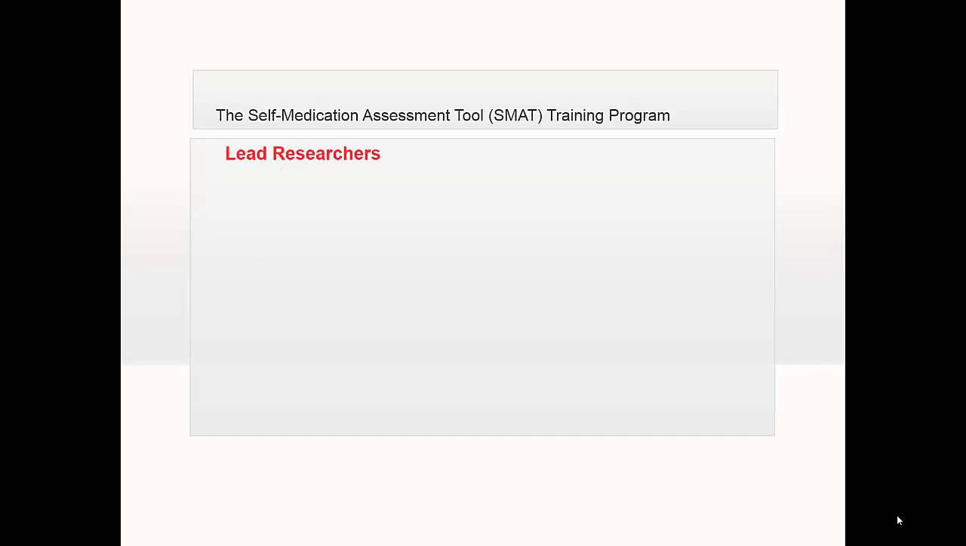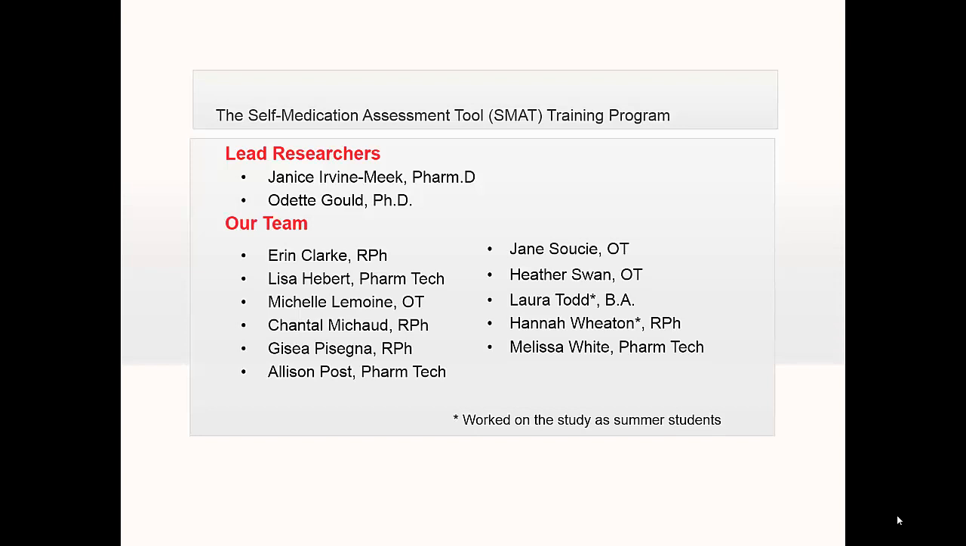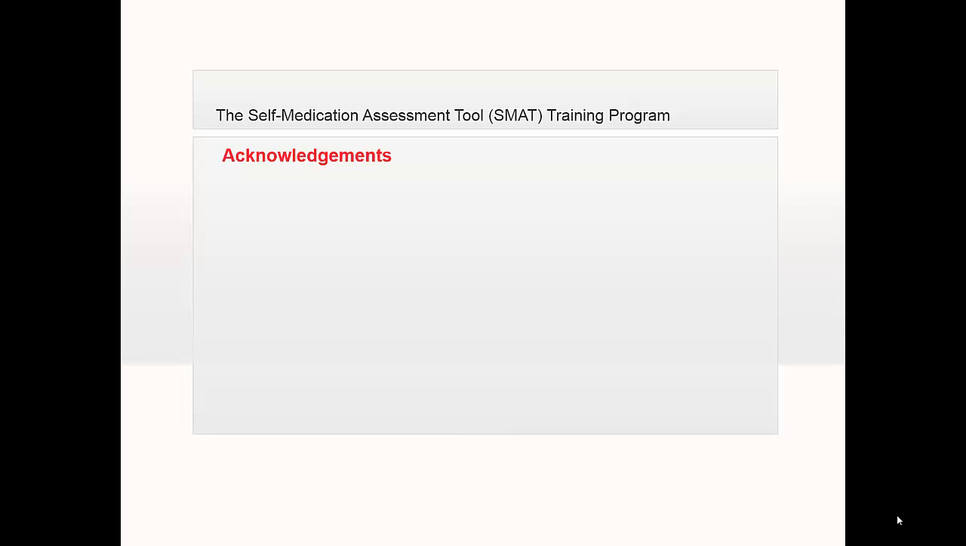The lead researchers and developers of the SMAT are Janice Irvine Meek and Odette Gould. The development of an assessment tool requires the dedication and contribution of many individuals and interest groups, including the research team and community stakeholders.